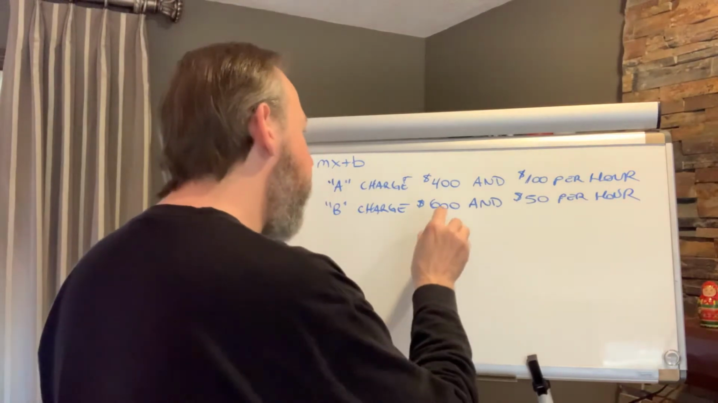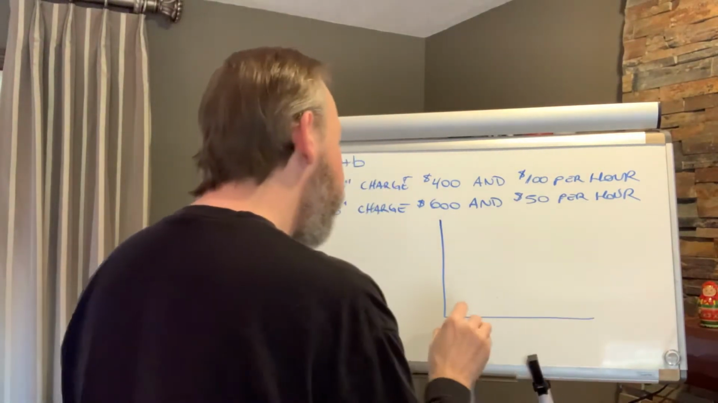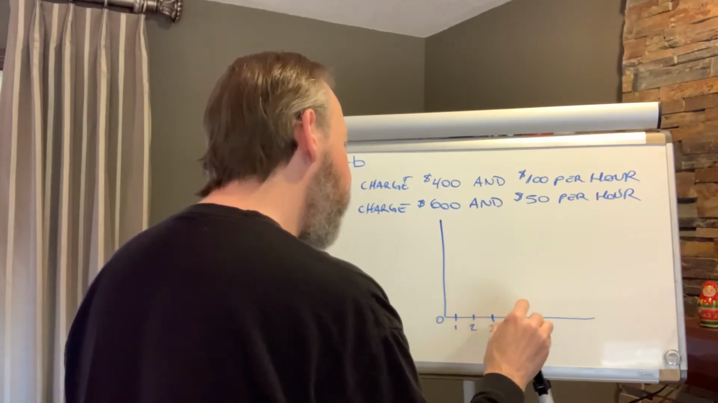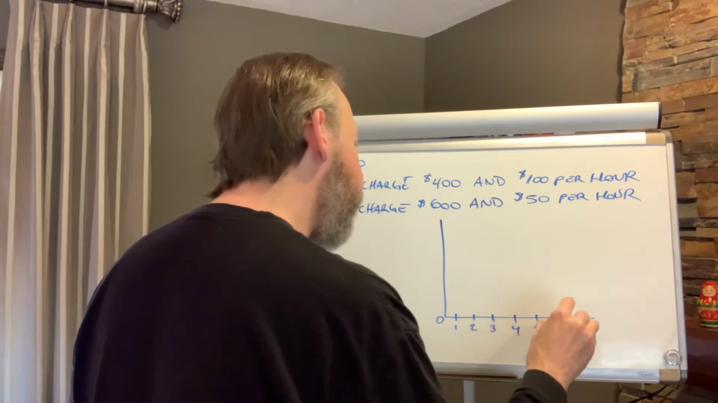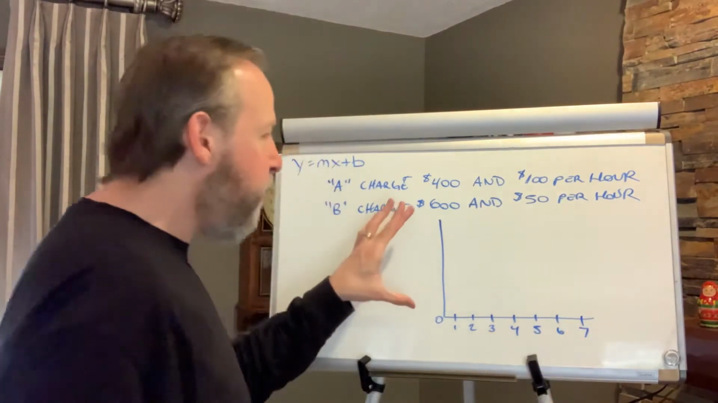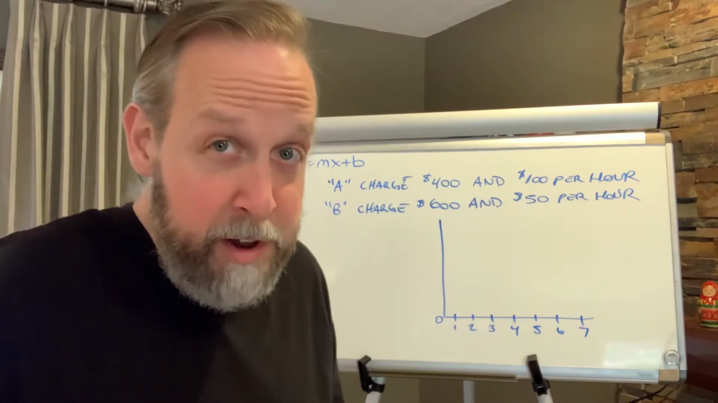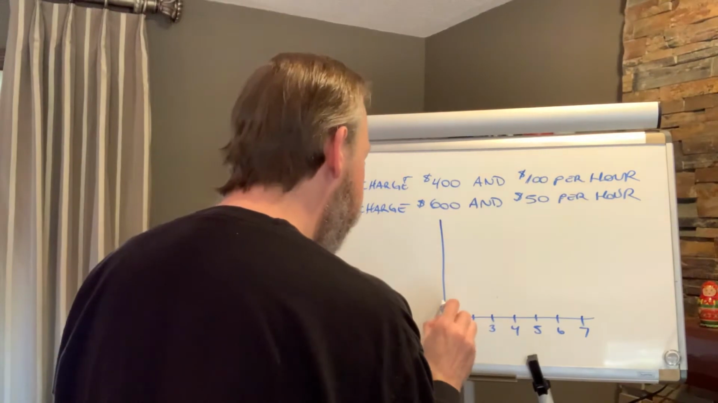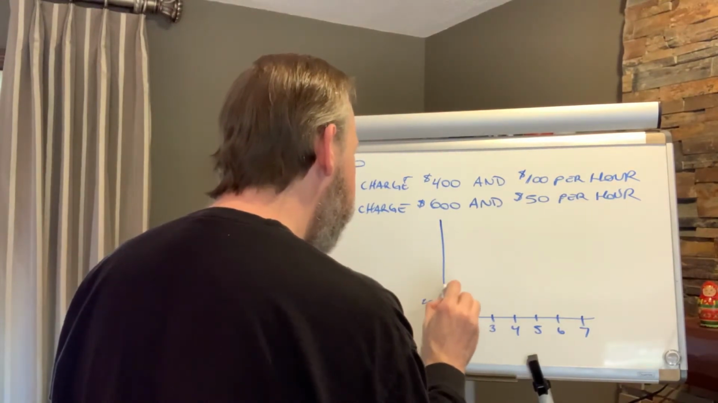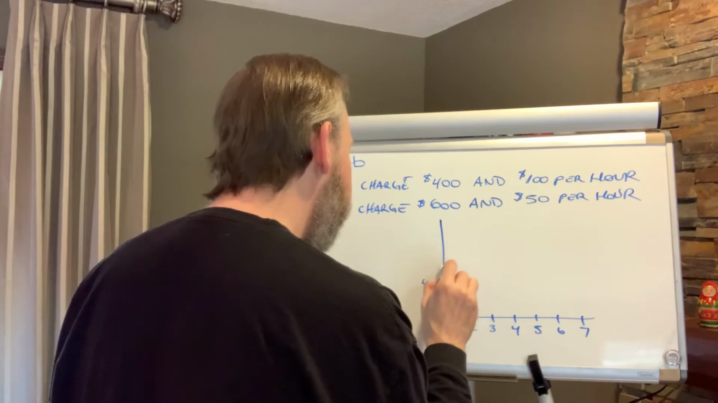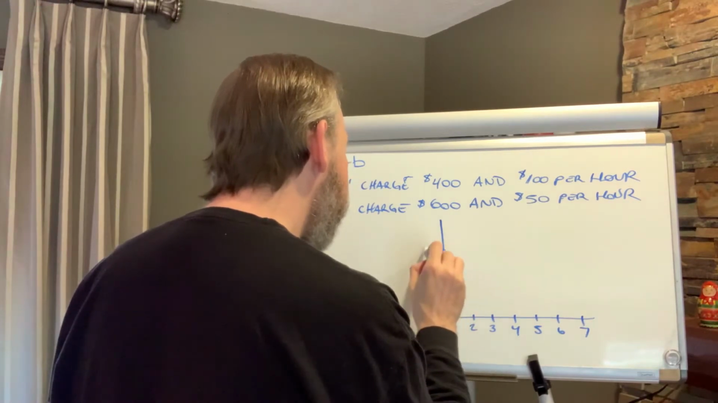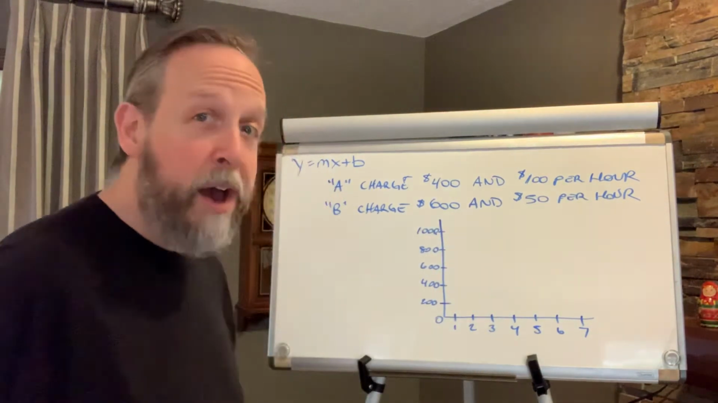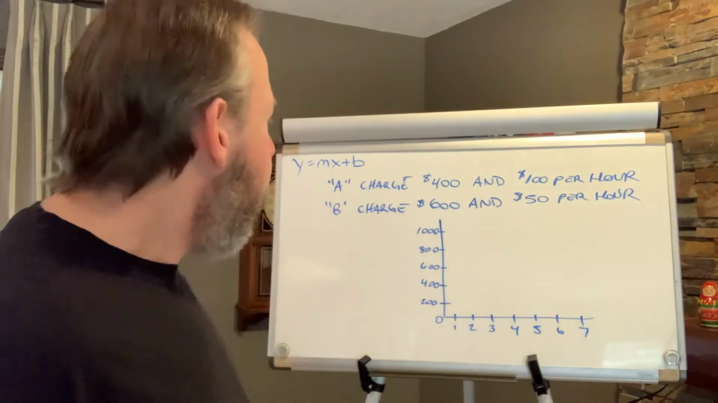Here's my very basic graph. I've got my hours down here on the x. Time is usually the x-axis. And I'm going to have the price tag up here on the y. I'm not going to count by ones, that'd be crazy. This guy starts off at 600, so I'm going to count up by 200s: 200, 400, 600, 800, and $1,000. Let's hope we don't have to go higher than that. I can't afford it.